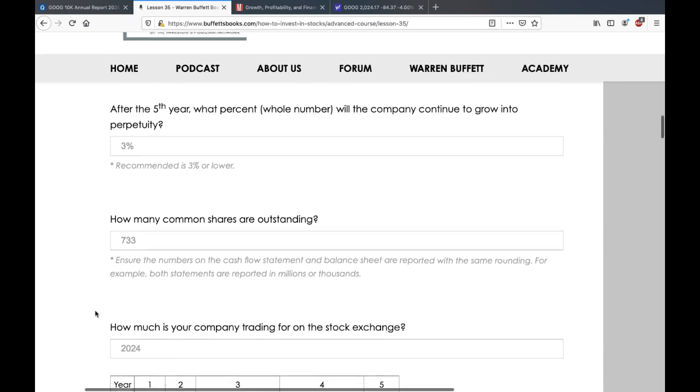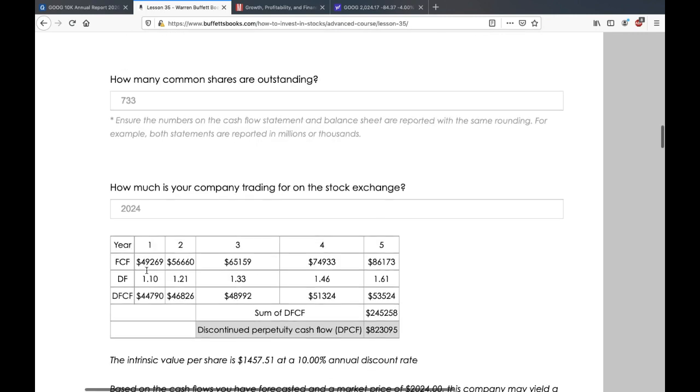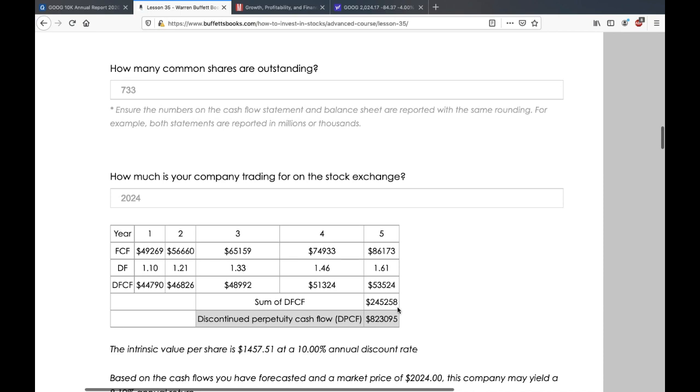Now moving forward, it asks you, what is the current stock price of the company that you are analyzing? For Google, it is $2,024 as of recording this video. And then it automatically does all these calculations for you. So it is based on the formulas that I explained to you before. So future cash flow projection is this for the next 5 years, and it is based on the future growth rate of 15% that we used in this example.